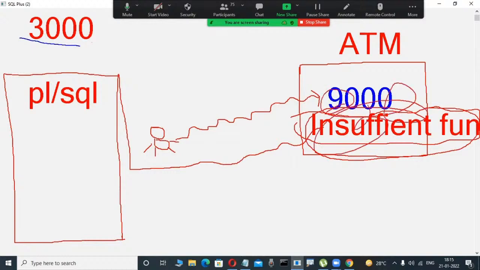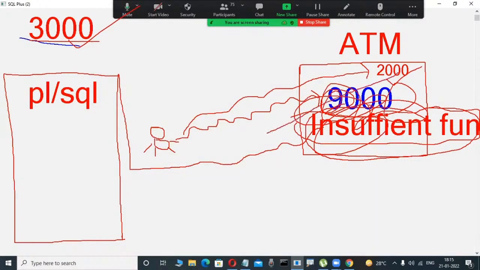Another scenario, for example, my balance is 3,000. Suppose I insert my ATM card and try to withdraw 2,000 rupees. Is it possible? Possible. Why? Because my balance is 3,000, and 2,000 is less than 3,000. That's why trying to retrieve is possible. We are withdrawing 2,000 in this example.